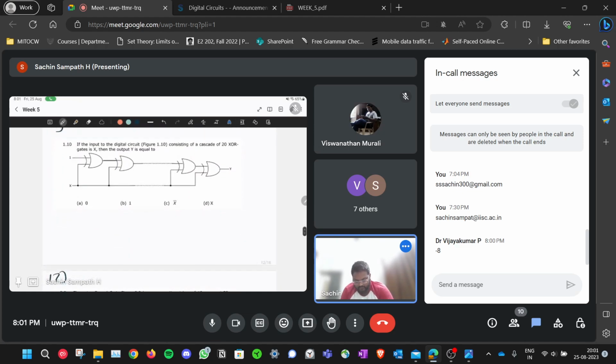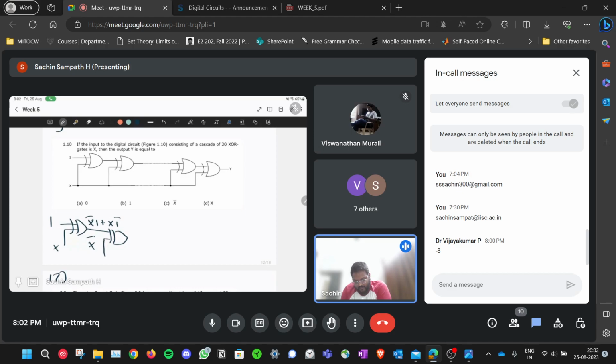Next, they have a cascade of XOR gates, and they have given that there are 20 stages like this. So what will be the output function? For the first stage, you can see you have X here, you have 1. So what will be the output for the first stage? X bar 1 plus x1 bar, right? X1 bar is x0, which is 0. So it's x bar. That's for one stage.